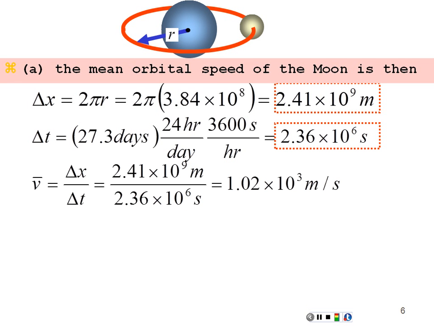So the average speed of the moon going around the Earth is this total distance, 2.41 times 10 to the 9 meters, over 2.36 times 10 to the 6 seconds. The moon is traveling on the average 1.02 times 10 to the 3 meters per second. That's basically a kilometer per second. How about that? Rule of thumb. So if somebody asks you how fast is the moon traveling around the Earth, 1 kilometer per second.